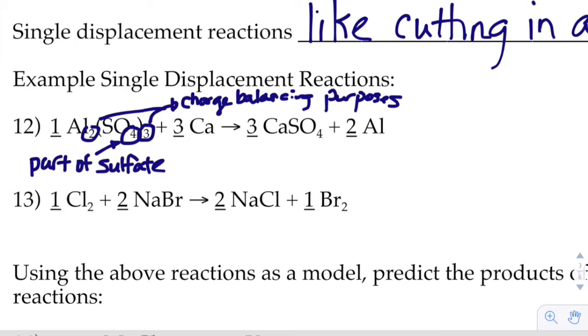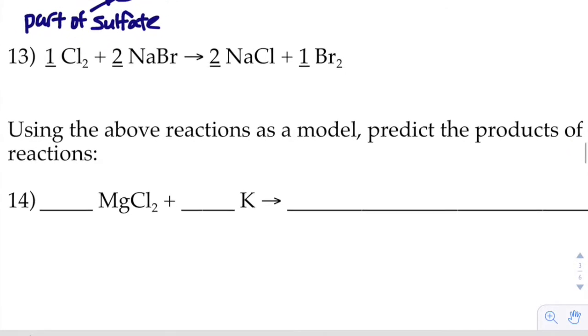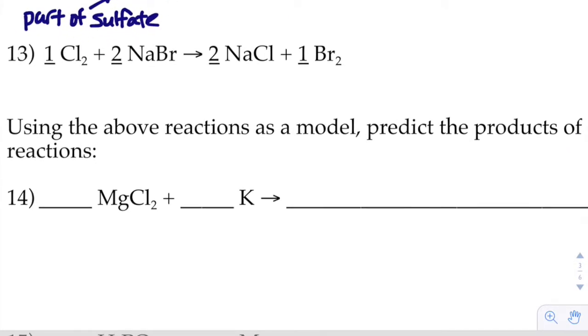So let's try some of these guys out. We've got magnesium chloride. Potassium's trying to cut in. So the one that's trying to cut in is a metal, so it's going to take the place of another metal. It's going to take the place of Mg. So we're going to put K with Cl. Mg gets the boot.